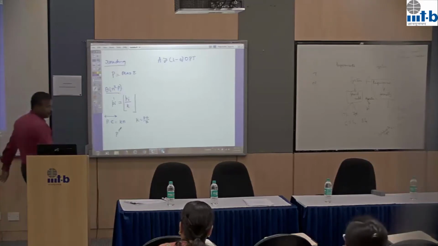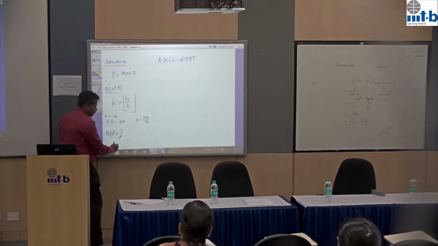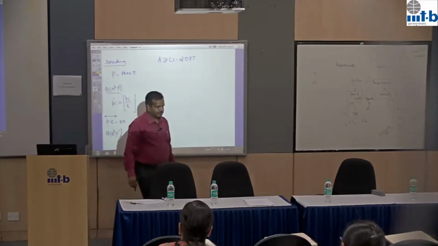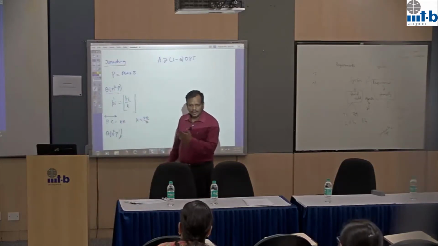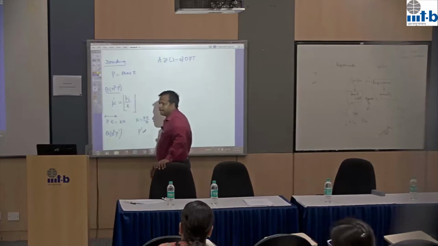So what will be the running time of the algorithm? This will be n square into P dash, where P dash is the modified rounded off profits. But what is P dash going to be now? It is floor of P by K.